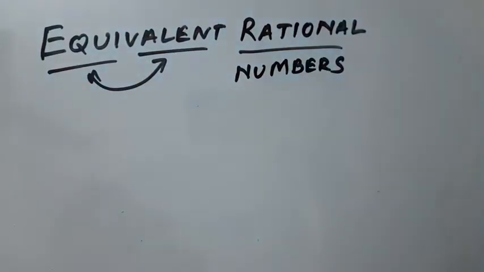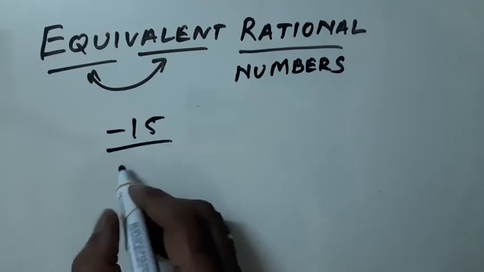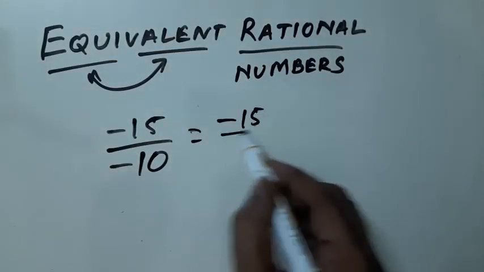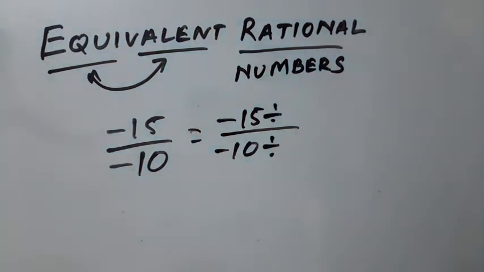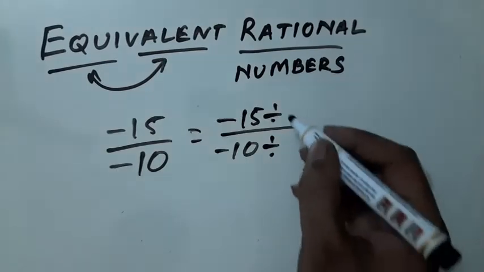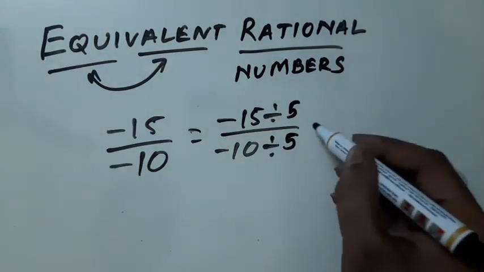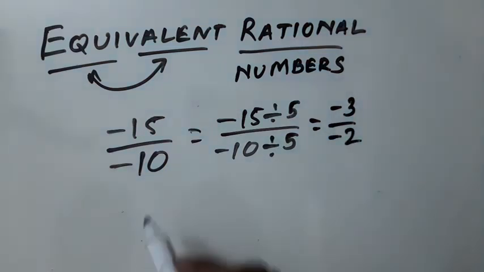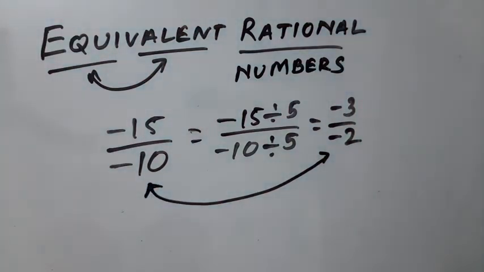Now as we have done in fractions, we can either multiply or divide also. So here suppose we have a rational number minus 15 by minus 10. We can divide minus 15 and minus 10 by any non-zero integer. Suppose I write 5, 5. Remember, we have to use the same number. So that becomes minus 3 by minus 2. So minus 15 by minus 10 is the same as minus 3 by minus 2.